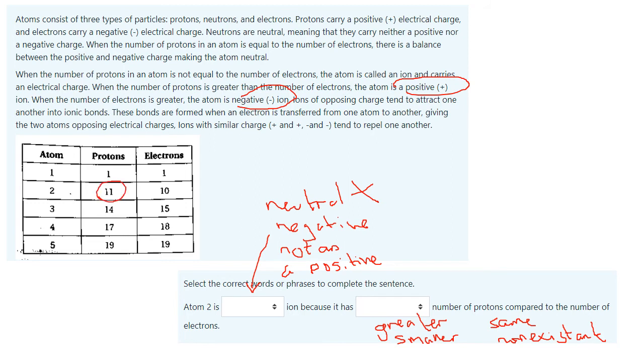There are 11 positive protons, there are 10 negative electrons. So this would have a +1 charge. So the number of protons and number of electrons is different. So this is an ion. Is it positive or negative? It's got a +1 charge. So this is a positive ion. Why? Well, if we compare the number of protons and the number of electrons, the protons is 11, the electrons is 10. So it has a greater number of protons compared to the number of electrons.